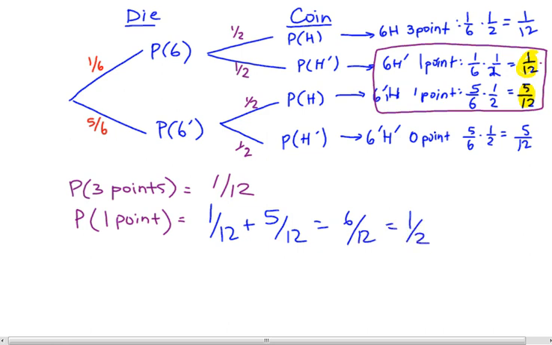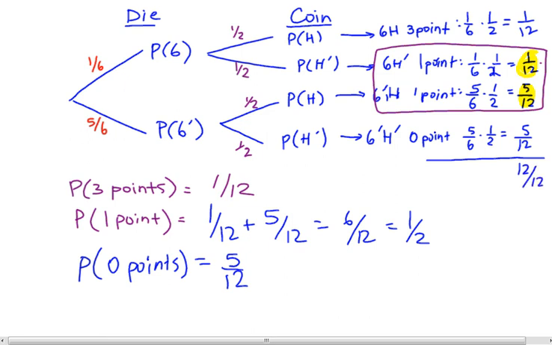And last, what's the probability of getting no points? 5 out of 12. Now, how do we know that our answers are correct? What can we do as a check? Add them all together. These all add to 12 out of 12, or 1. Dean, why should this all add to 12 out of 12? Is there any other situation available? No. These are all the different combinations that could occur, so the total adds to 1.